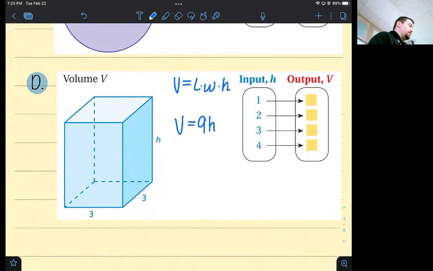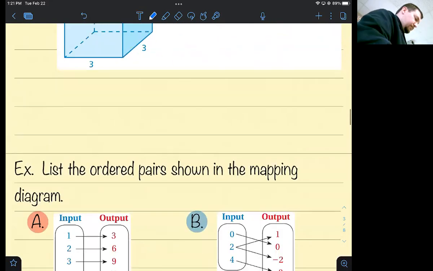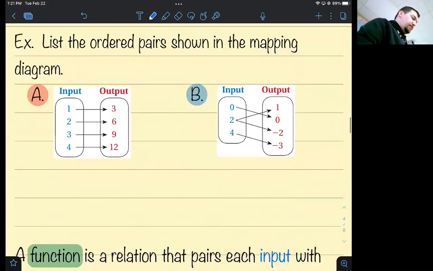It's a square prism. So if I plug in 1 for the height, what's 9 times 1? Anybody? 9. 9 times 2? 9 times 3? 9 times 4? Okay, thank you. All right. Let's move on to the next part then.